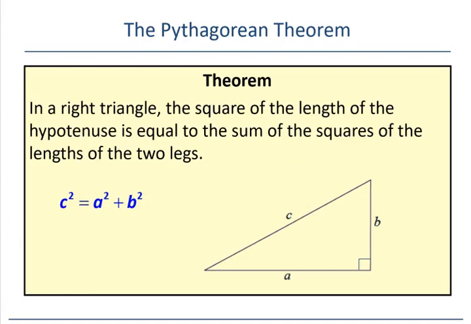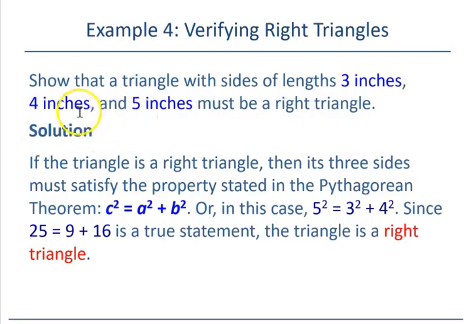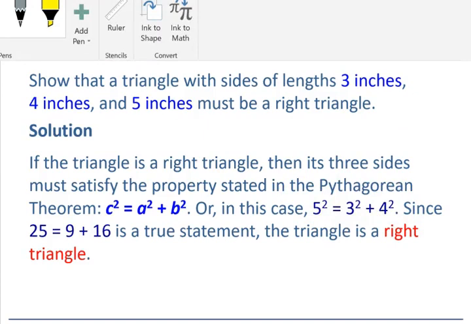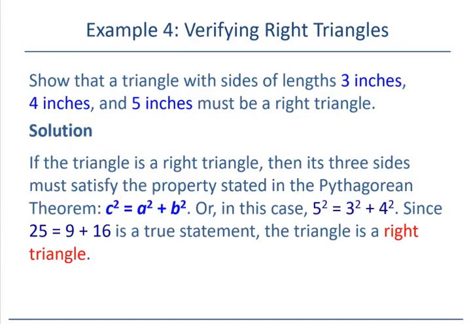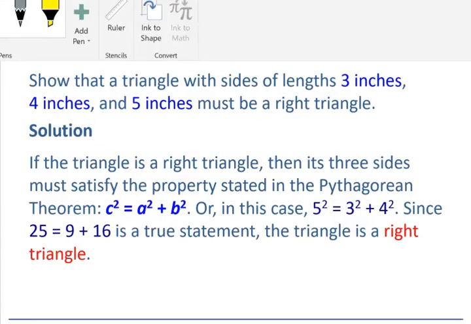So let's do an example here. Show that the triangle with sides of lengths 3 inches, 4 inches, and 5 inches must be a right triangle. Must be. So we have a triangle here. We kind of draw this out. I think they already gave me one here. Hold on. Oh, no, they didn't. I'll have to draw this one out. Okay, so let's draw this out. We're going to show that this is a right triangle.